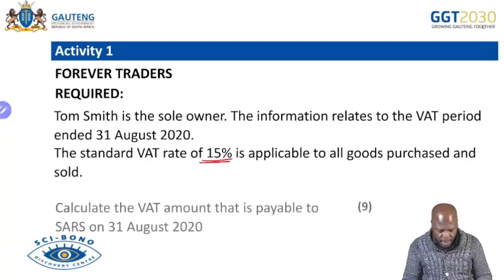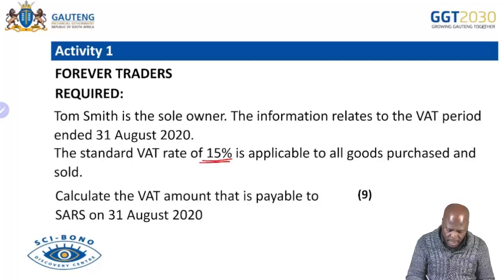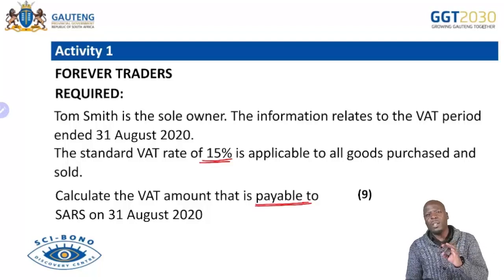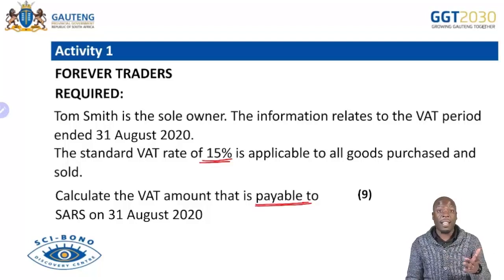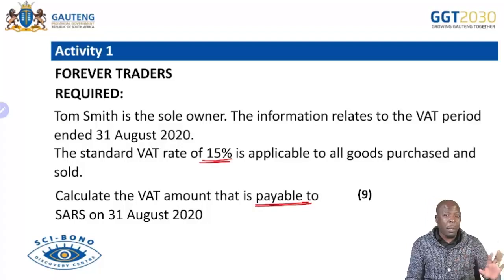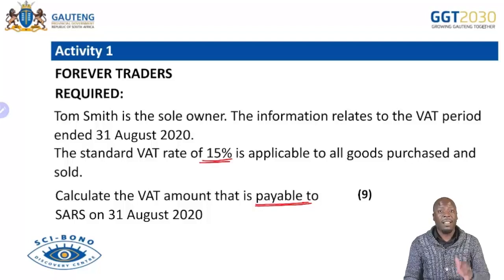Okay, let's hear what else they say. Calculate the VAT amount that is payable to SARS. In this particular question, I've seen other questions where they say, calculate the VAT payable or receivable. Here, they're already telling us that VAT is payable. What they want you to do is to calculate the amount that is payable. So that problem has been solved for us in this particular question. All they want us to do is to calculate the amount. Let's see how we can do that.